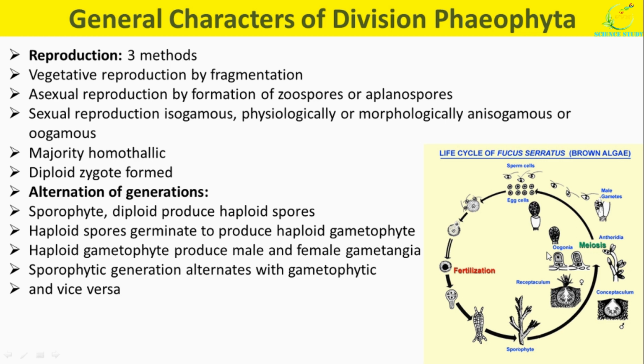In Division Phaeophyta members, the sporophytic generation alternates with the gametophytic generation and the gametophytic generation alternates with the sporophytic generation. Two important processes are meiosis and fertilization. By the process of meiosis, sporophytic generation ends and gametophytic generation starts, and with the process of fertilization, gametophytic generation ends and sporophytic generation starts. So this is regarding alternation of generation or life cycle of Phaeophyta.